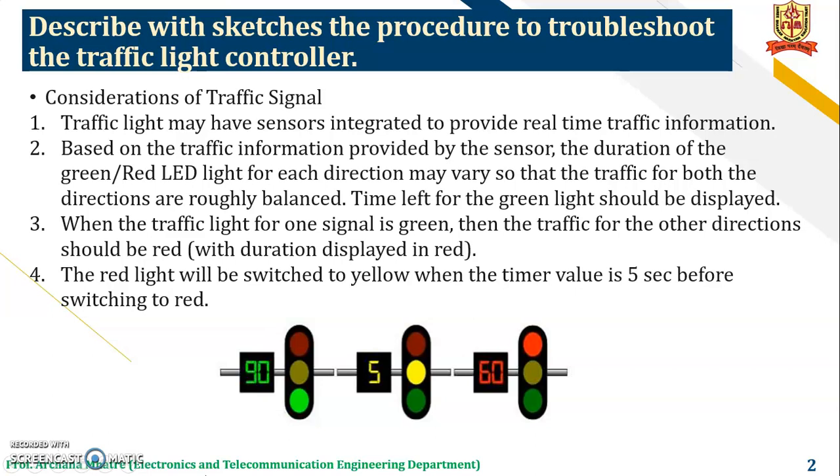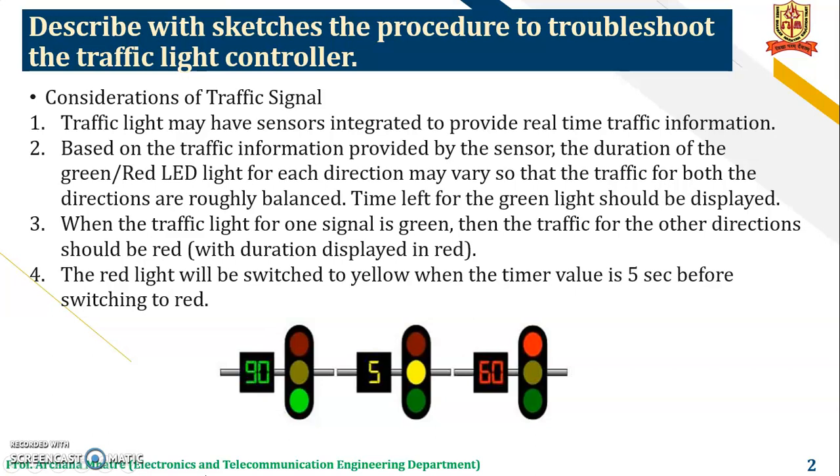Now, considerations of a traffic signal: first, the traffic light may have sensors integrated to provide real-time traffic information. Based on the traffic information provided by the sensor, the duration of the green or red LED light for each direction may vary so that the traffic for both directions is roughly balanced. The time left for the green light should be displayed. When the traffic light for one signal is green, the traffic for the other direction should be red, with the duration displayed in red.